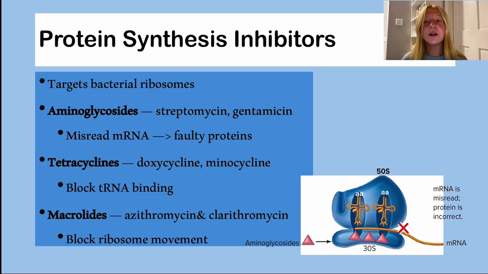Other antibiotics stop bacteria from making proteins. These protein synthesis inhibitors stop the bacteria from making proteins, and no proteins means no life. Aminoglycosides mess up translation and cause nonsense proteins, whereas tetracyclines prevent tRNA from docking, which stops growth completely.